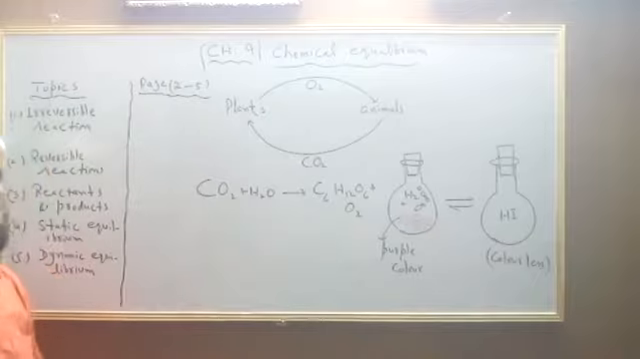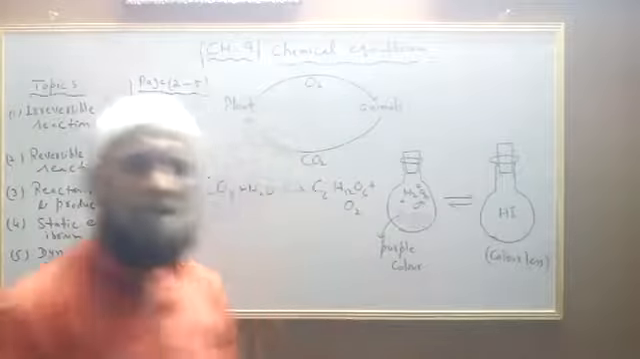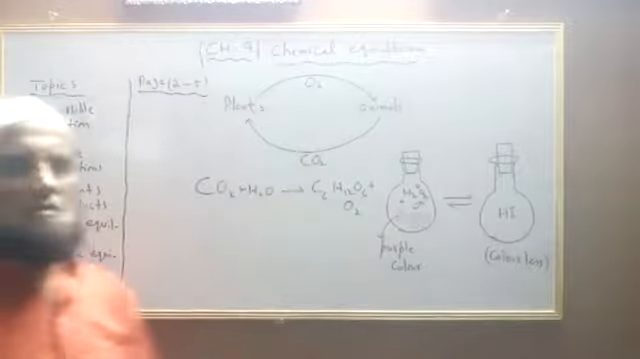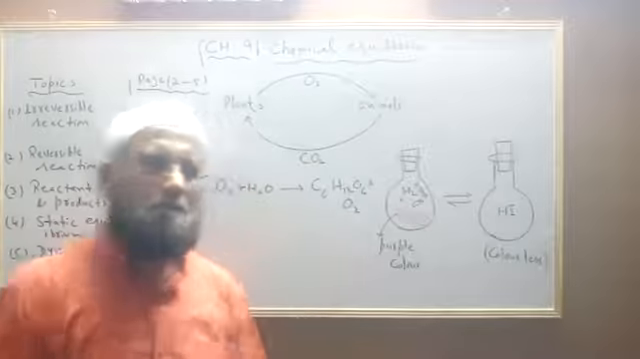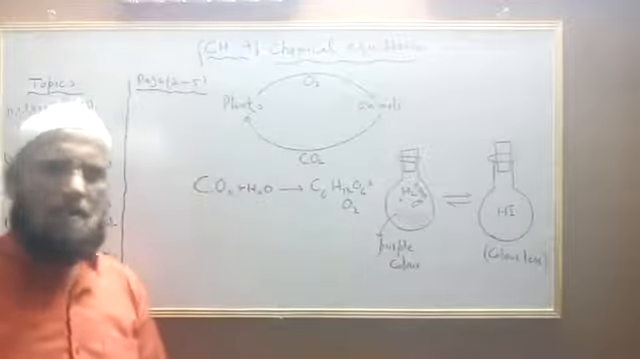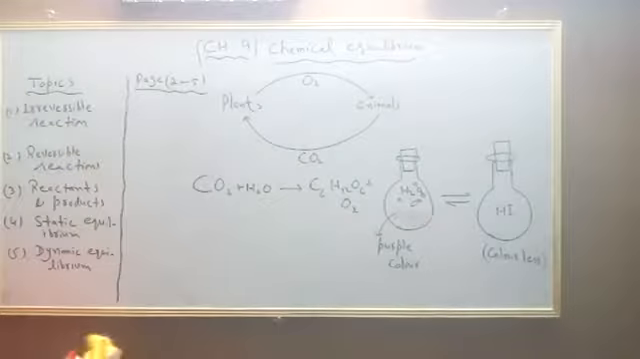Now what happens in chemical equilibrium, and why do we call it an equilibrium? In physics, equilibrium means when two processes are occurring with the same rate and the same ratio, we call it an equilibrium. There are different types of equilibrium in physics, but here we have to discuss chemical equilibrium.